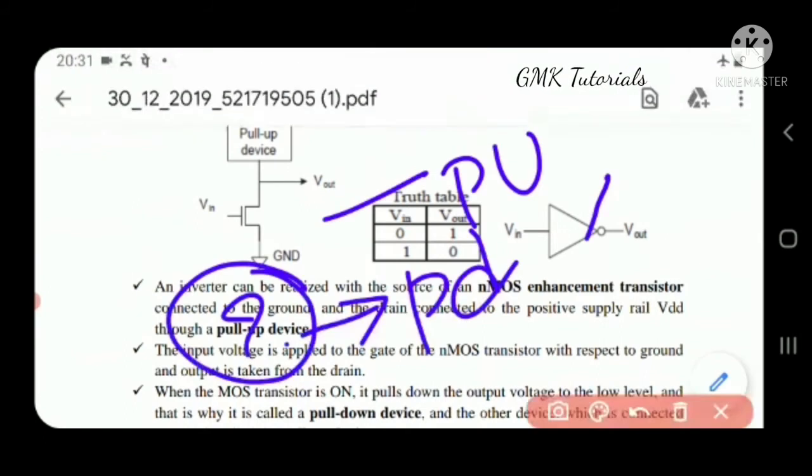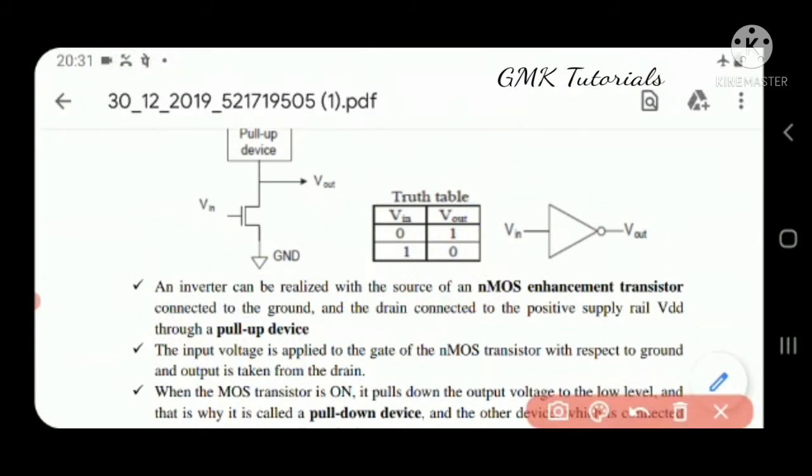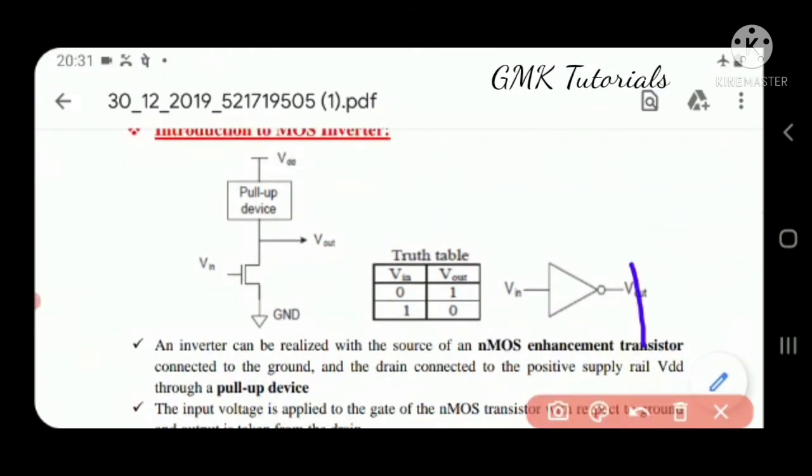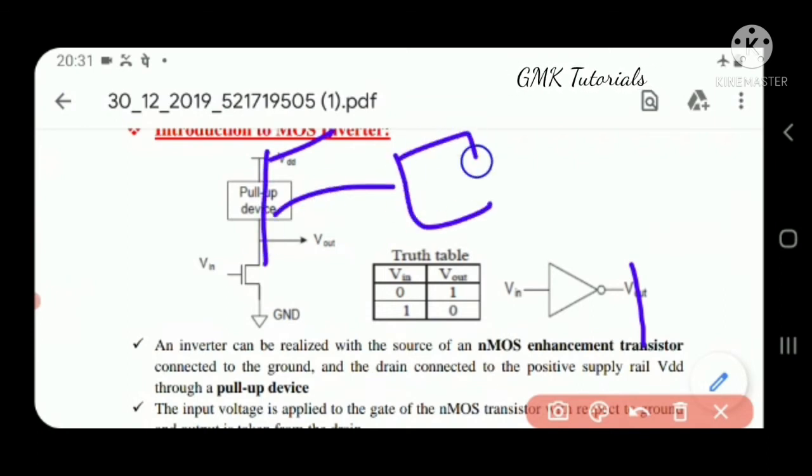It means that the source of the NMOS transistor is connected to the ground, and the drain is connected to the VDD supply, which is the operating supply used for the operating point. So that can be VDD. This drain is connected to VDD through another device that is generally called a pull up device. Is it clear up to now? Okay, thank you guys.